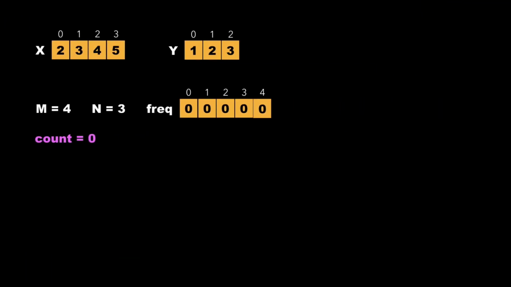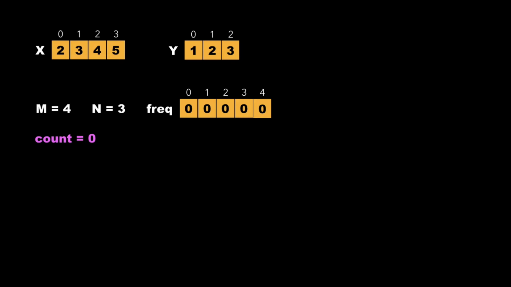Let's consider example 2 in the question, where m and n are 4 and 3 respectively, where m is the size of the array X and n is the size of the array Y. The elements of array X are 2, 3, 4, 5 and similarly the elements of array Y are 1, 2, 3. So initially let's create an array, or a frequency table, whose size is 5 and which holds the count of the numbers 0, 1, 2, 3 and 4.